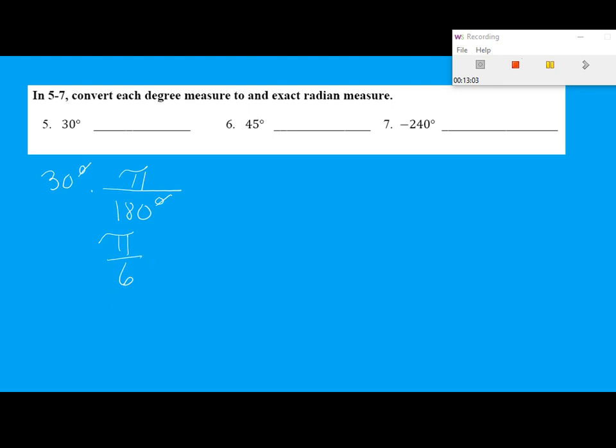Pi really represents 180 degrees. 180 divided by 6 does get me back to 30. 45 degrees is going to look like this. 45 degrees, I'm trying to turn it to radians. So I'm going to say that there's pi radians in 180 degrees. The degrees cancel out. 45 divided by 180, math enter, enter. I'm going to get pi fourth radians. Now remember, this is the distance that arc would be. We're in degrees, now we're in distance.